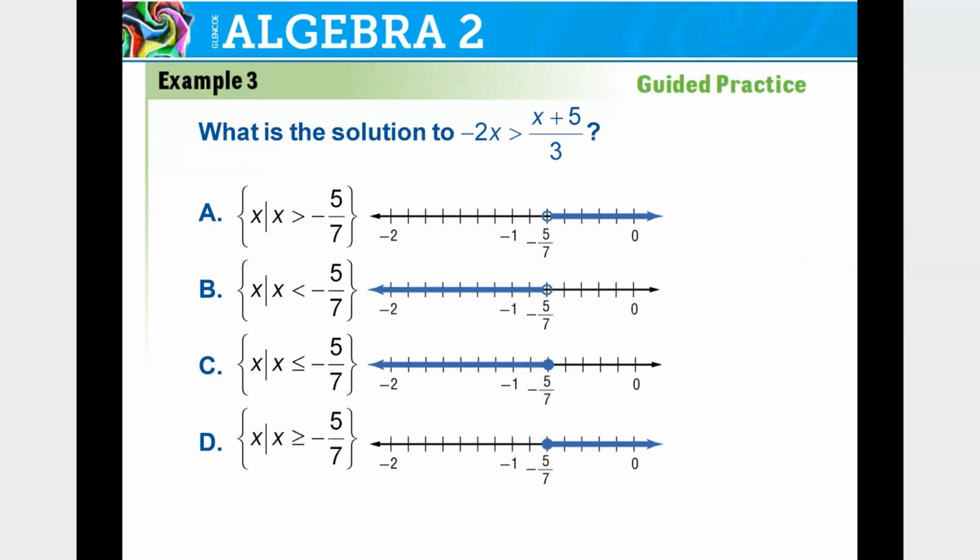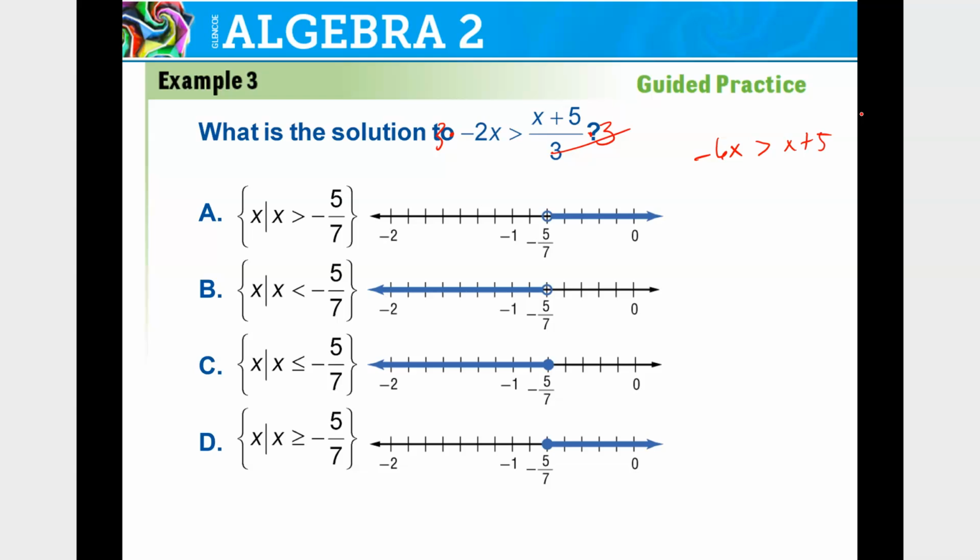Let's try another one. What is the solution to negative 2x greater than (x plus 5) all over 3? So same as earlier, we have x plus 5 being divided by 3. So to undo that, we multiply both sides by 3. And that will give us negative 6x greater than x plus 5.